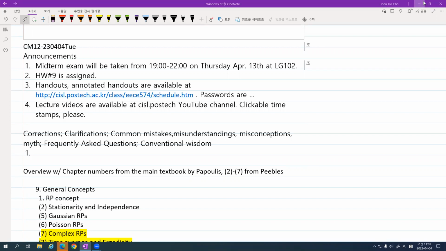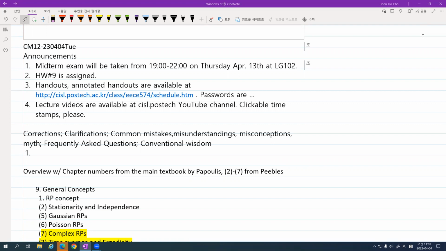The midterm will be taken next week from 7 p.m. to 10 p.m. in this class meeting room. And as you know, everything is open except any human assistance. Got it? Even you can use ChatGPT if you want. However, you cannot share, you cannot discuss with any human being. Got it? And our homework 9 is also assigned, mostly about Gaussian random variables and vectors.